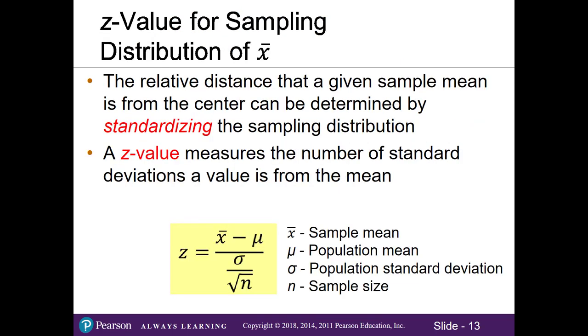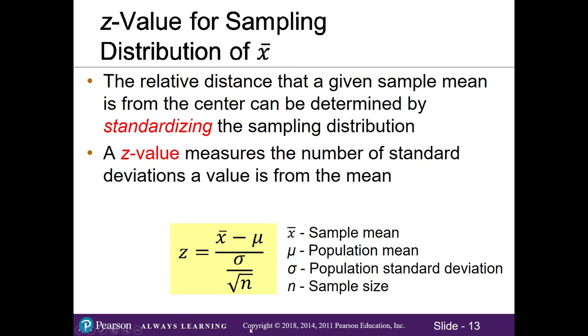In the last few chapters, we've been converting our x values into z values. Recall we learned about standardizing in chapter 3 originally, and you saw it again in later chapters. So similarly, we can standardize our sampling distribution into z values. Recall a z-value simply measures how many standard deviations a particular value is away from the mean.